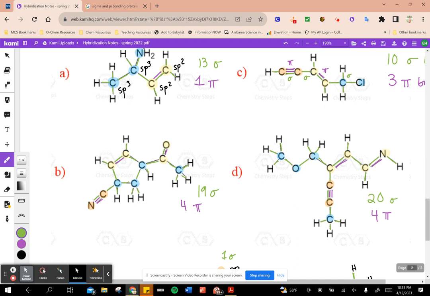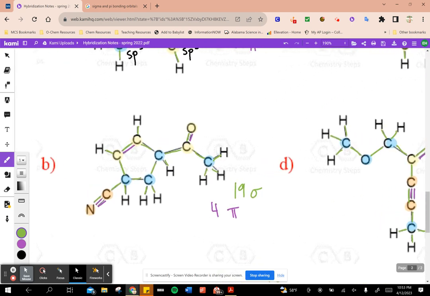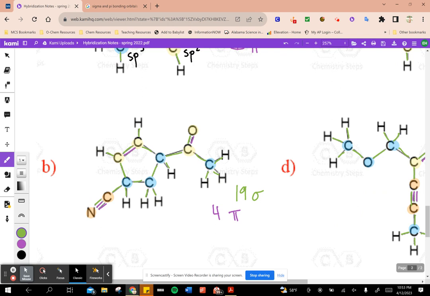Alrighty, so thanks for pausing. Thanks for giving those a try. Again, this is just your first time, so please be gentle on yourself as you're checking your answers here. All right, so there's B. Again, the orange is sp hybridized, the yellow is sp2, and then the blue atoms are sp3. There are a total of 19 sigma bonds and 4 pi bonds.